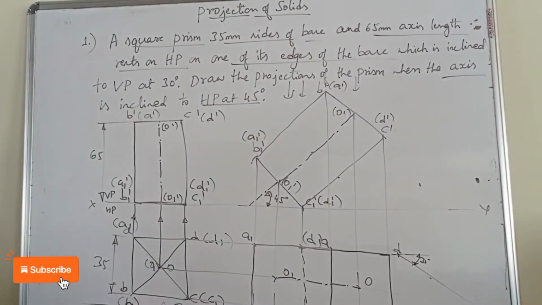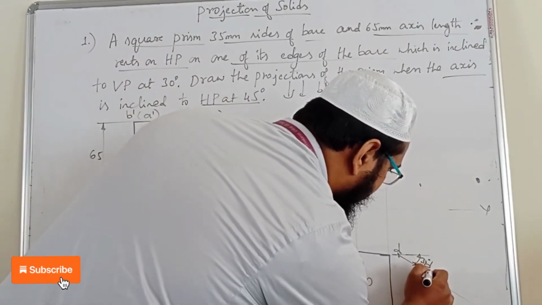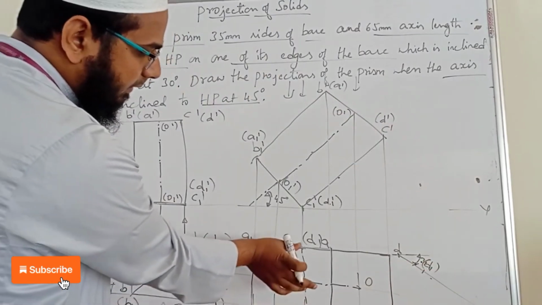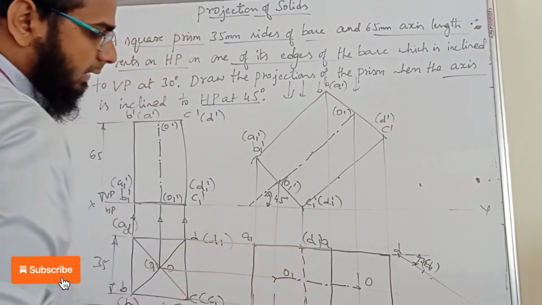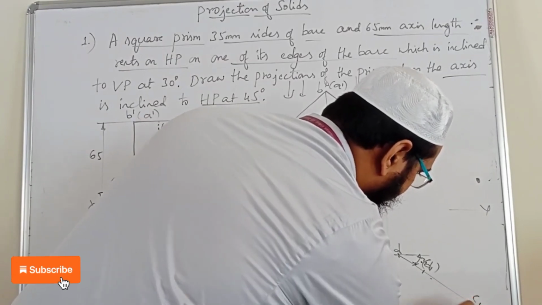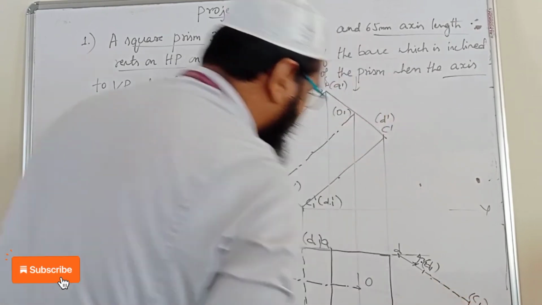How to do that? I will first take a reference point D1 here. Then measure from D1 to C1 with the compass and cut the arc. This is the actual line, right? So D1 C1, we have cut it.